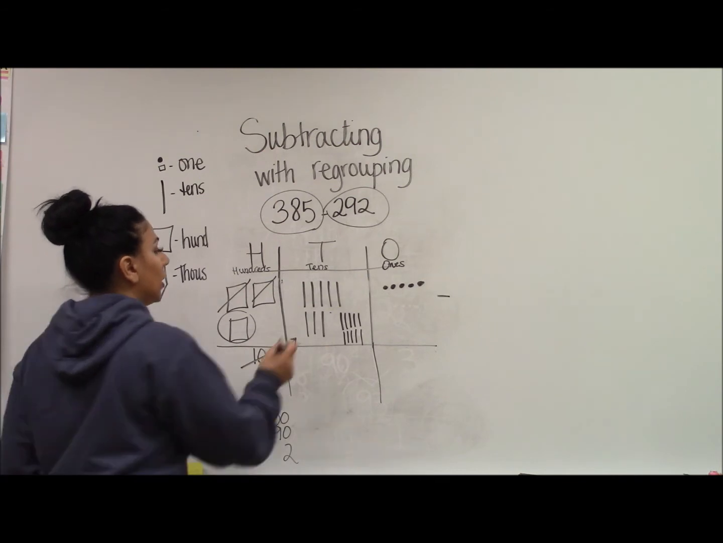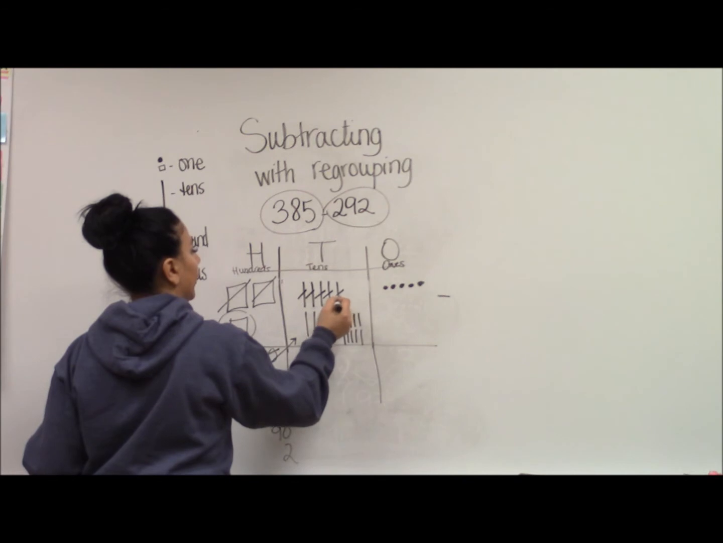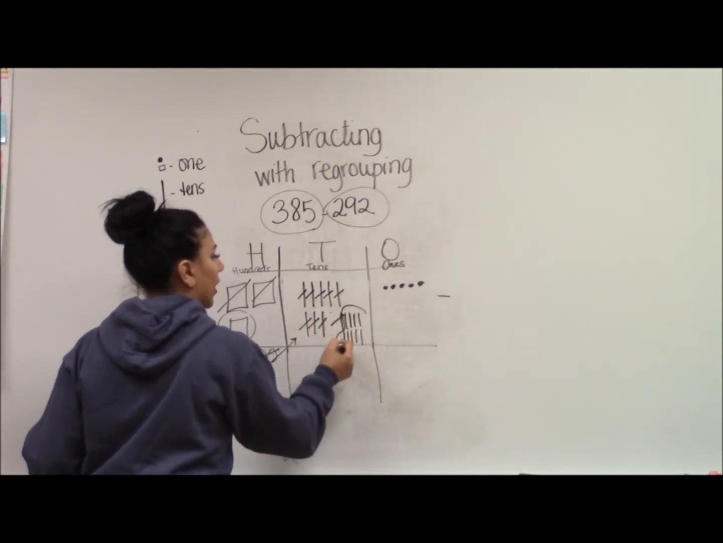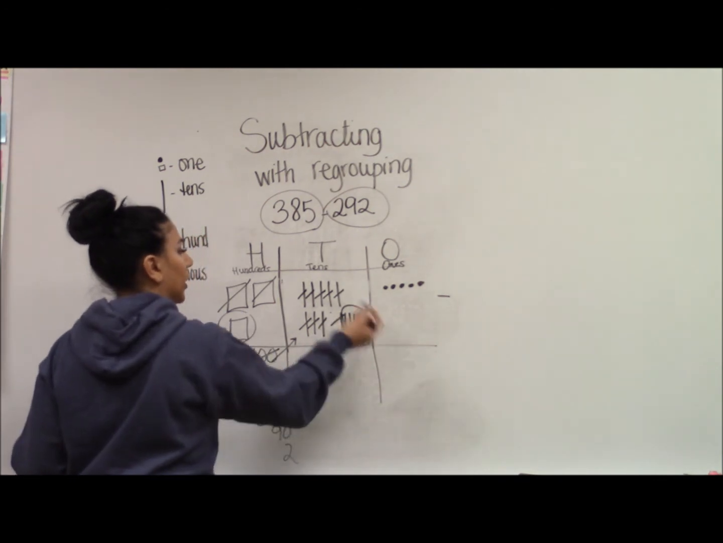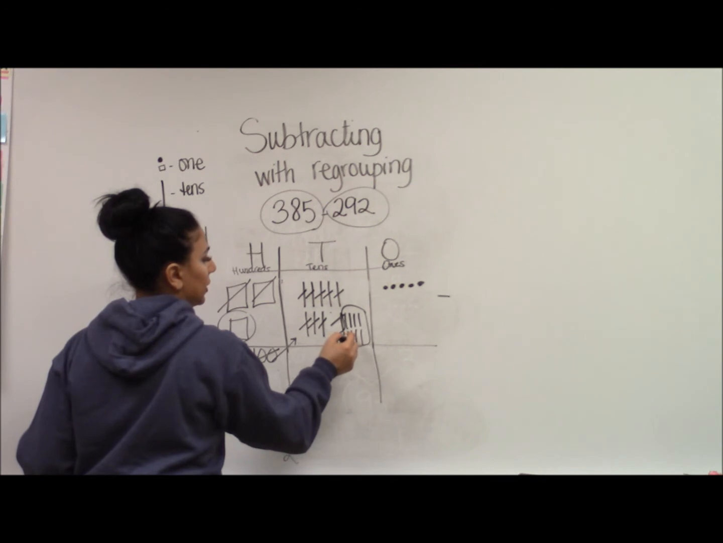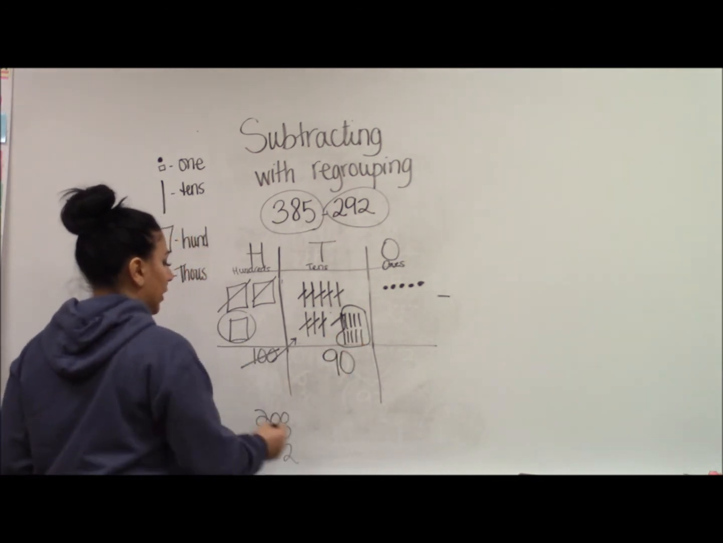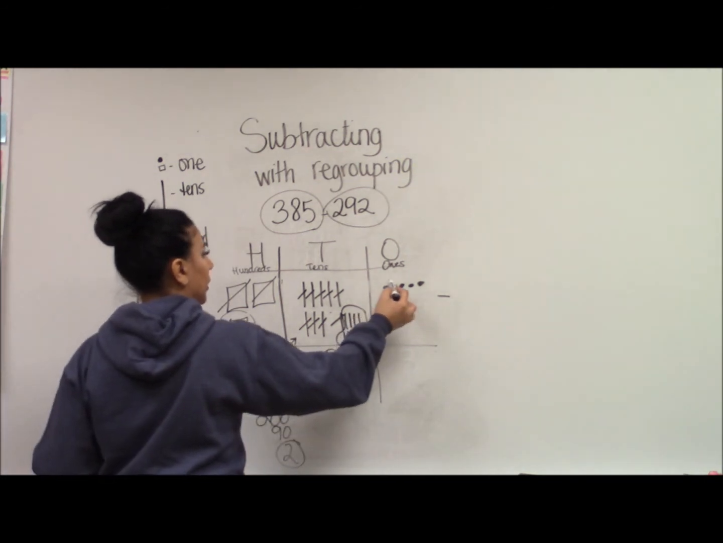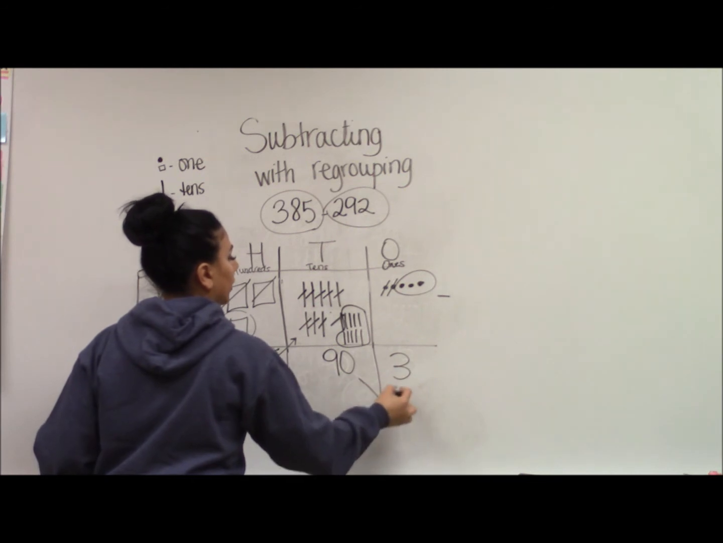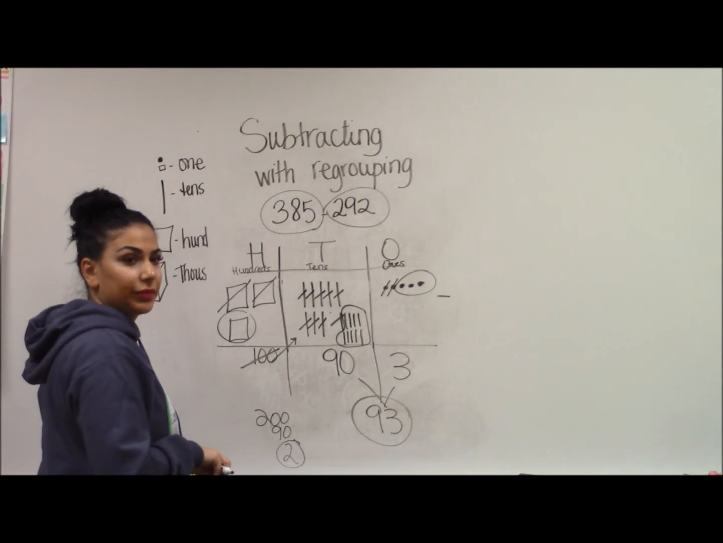And so now I'm going to take away 10, 20, 30, 40, 50, 60, 70, 80, 90. And this is what I have left over. So I'm going to count it. 10, 20, 30, 40, 50, 60, 70, 80, 90. And so I still need to take away my 2. That's 1, 2, 93 is my final answer.